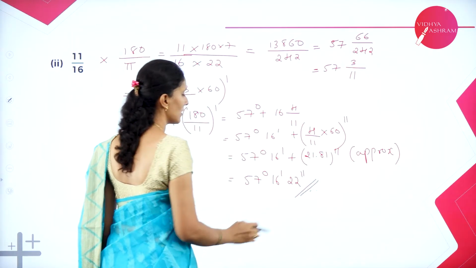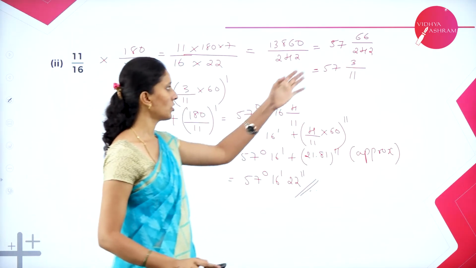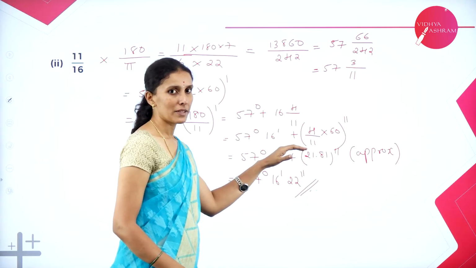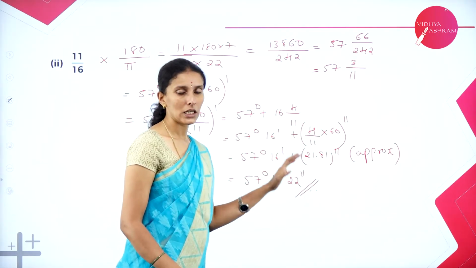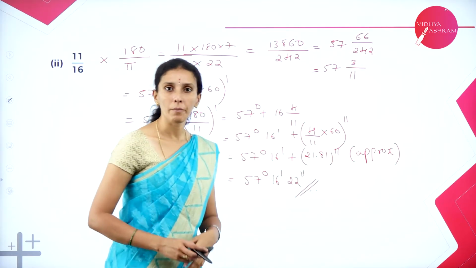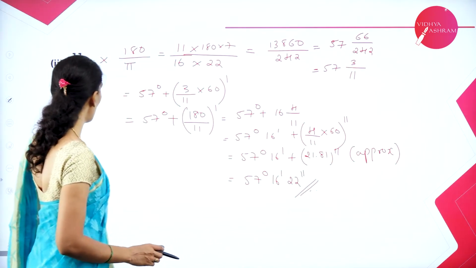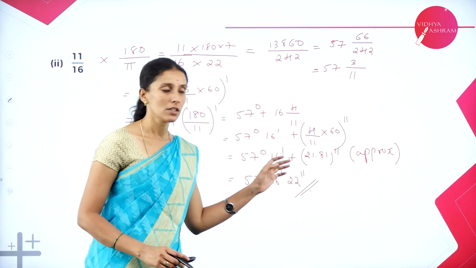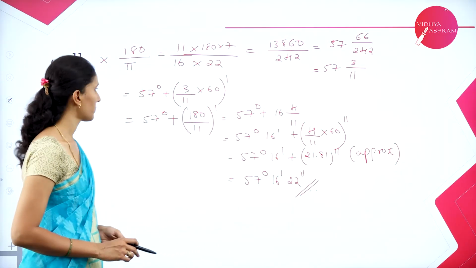This is your answer. So whatever mixed fraction you have, to convert it into minutes, multiply by 60. Again, you will get a mixed fraction, multiply by 60 to convert this into seconds. Finally, you approximate it. So your answer for 11 by 16 radian is 57 degree, 16 minutes, 22 seconds.